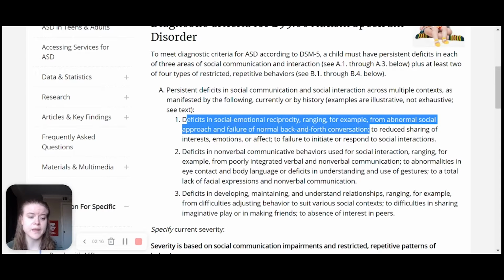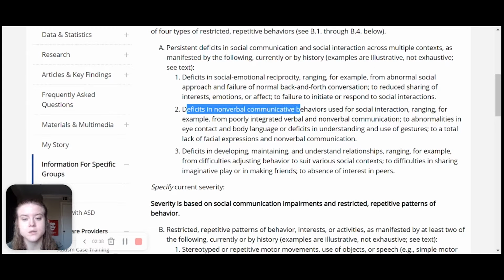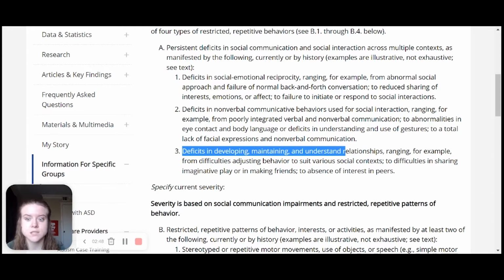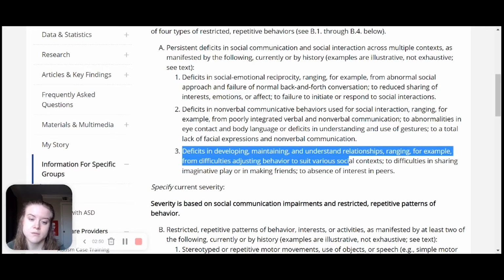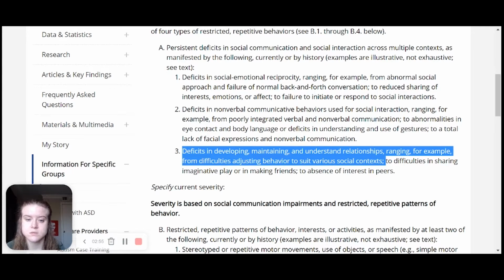It's not set in stone, and this is why I want to go over why it's so damaging to have such limited categories of representation in the media, and we'll go over that further. The second one is deficiencies in nonverbal communication behaviors used for social interaction. So again, social cues. And then the last one, deficiencies in developing, maintaining and understanding relationships, ranging, for example, from difficulties adjusting behavior to suit various social contexts.